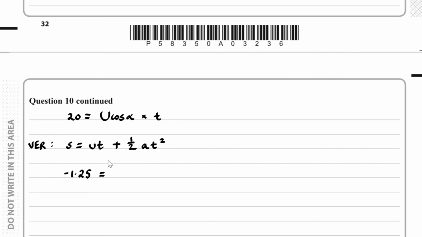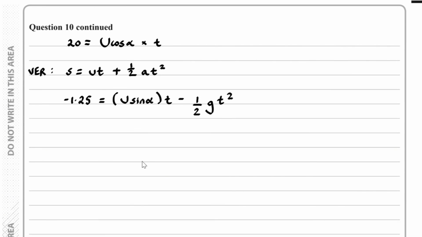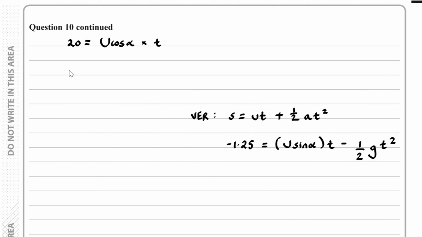And this is equal to, well, the vertical velocity will be u sine alpha, and then multiply this by t. And then I subtract 1/2 times g times t squared. Now, do we know what t is so far? Well, we could find out what t is from here. If I rearrange for t, t is equal to 20 over u cos alpha.